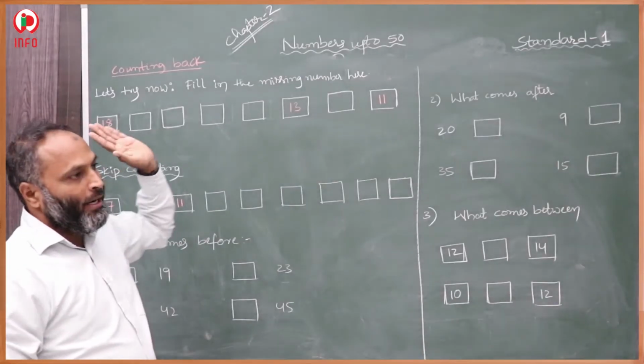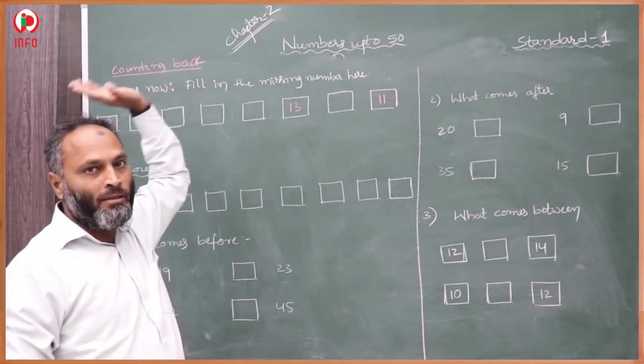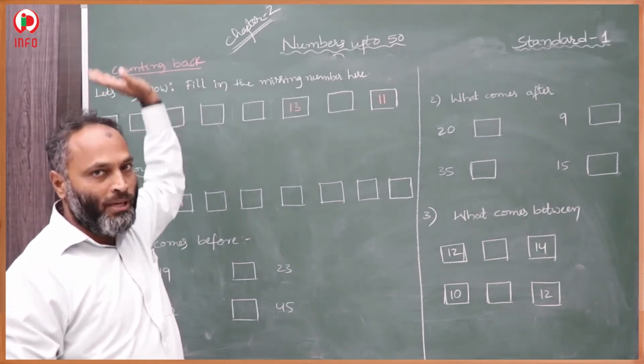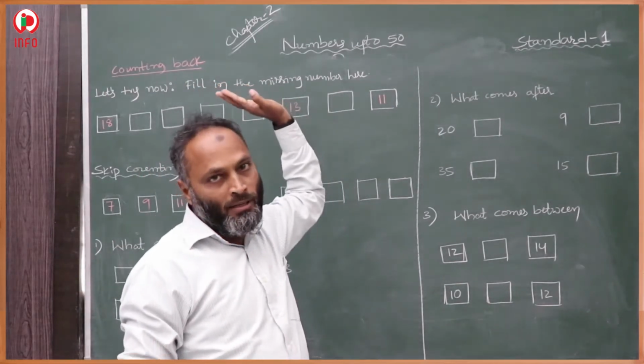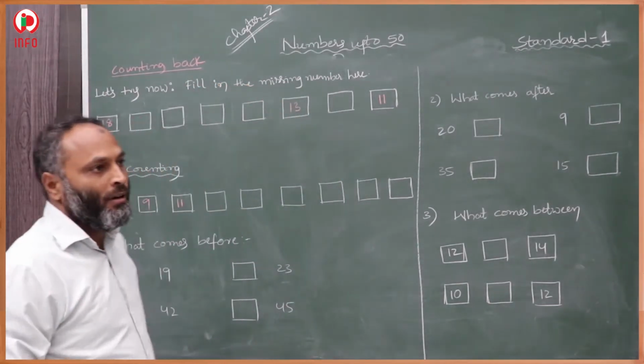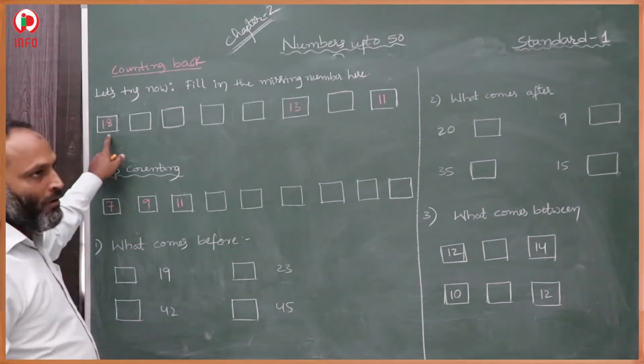18, 18 back is 17. 17 back is 16. 16 back is 15. 15 back is 14. 14 back is 13. 13 back is 12. Like that we have to count. So back numbers we have to count.